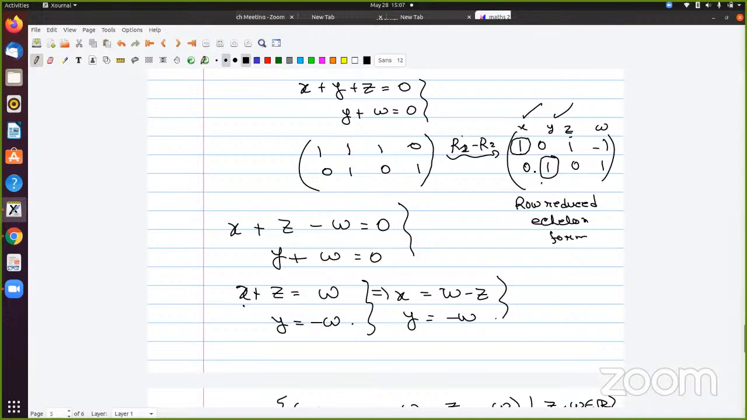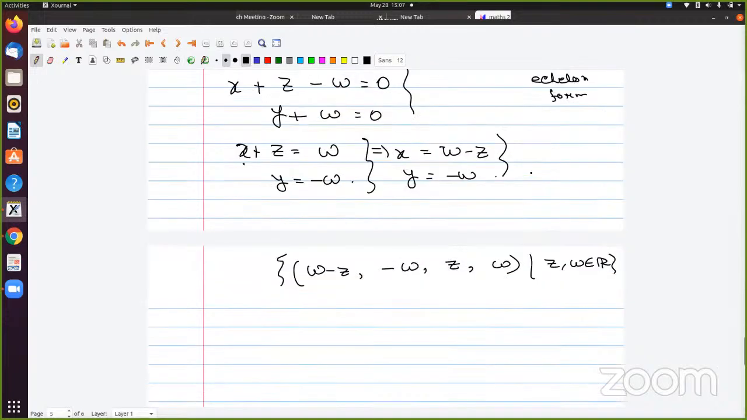Okay? Is it clear to everyone? Yes, sir. Okay. So now what is the basis? First, put W as 1, Z as 0, right? That is the first thing I have to do. W1, Z0.